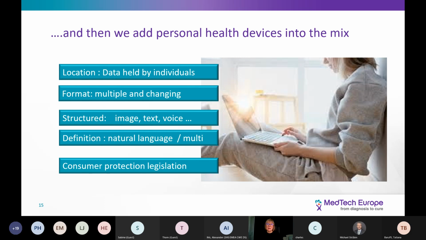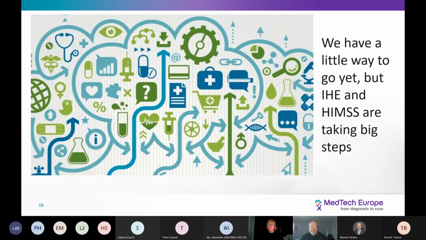But fortunately, my colleague Tom is going to make that all a lot more clear to us. And we're going to, I hope, leave this meeting with a much clearer understanding of how IHE and HIMSS are working together to really address those challenges. And with that, I would like to end my session. The next slide is simply a reminder that we have a little way to go. But we have already, and we continue to take very big steps. And with that, I hand back to you, Michael.